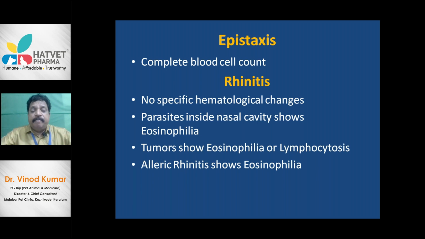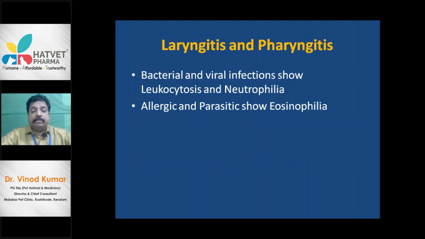If worms are there, then in that catarrhal discharge itself you can see a lot of eosinophils. Then tumors in the respiratory system show eosinophilia or lymphocytosis. Allergic rhinitis shows eosinophilia. Then in laryngitis and pharyngitis, bacterial and viral infections show leukocytosis and neutrophilia.